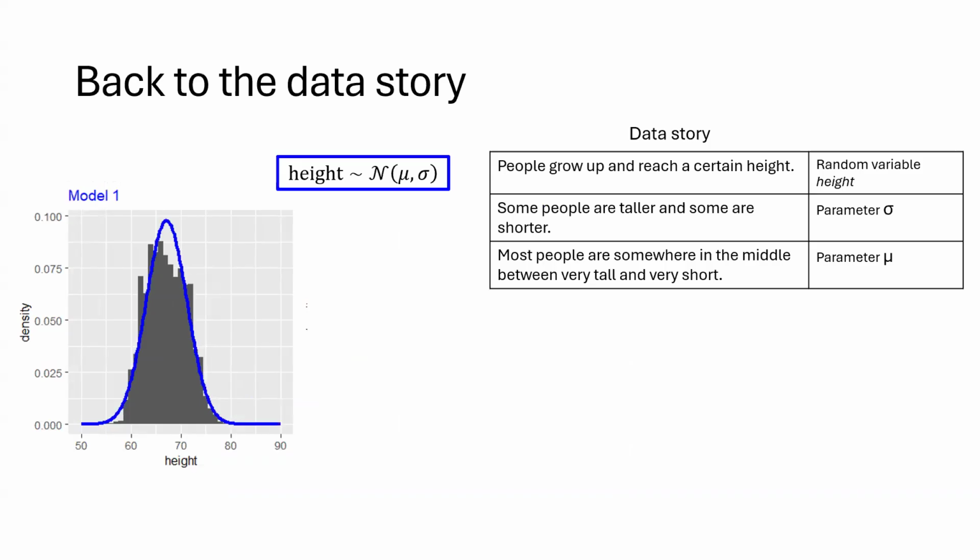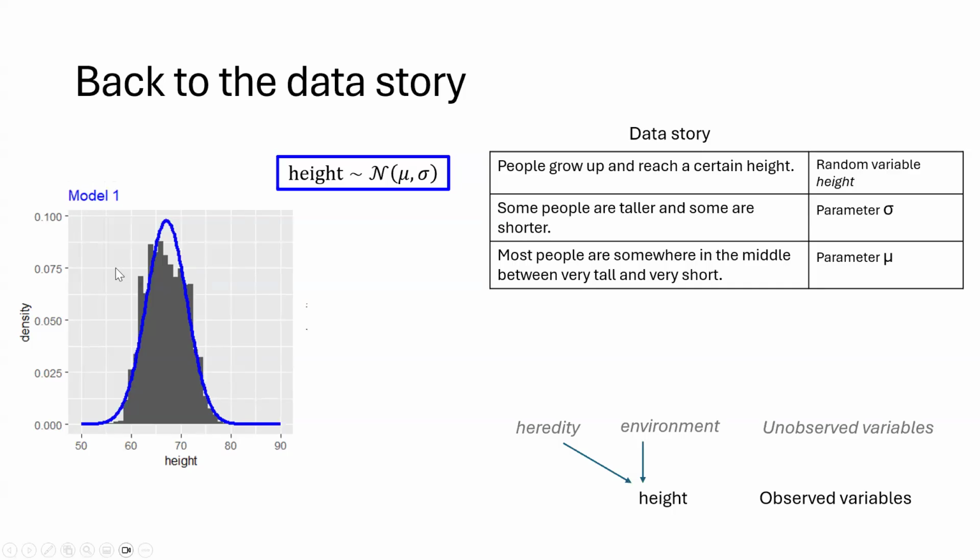So if we go back to our data story and look at our model, in addition to telling our story in words and variables, we can also draw diagrams that tell us about the factors that are influencing our variable height. But you might notice that something is missing. So the idea of a causal diagram, I'll discuss in another lecture, but I find it useful.